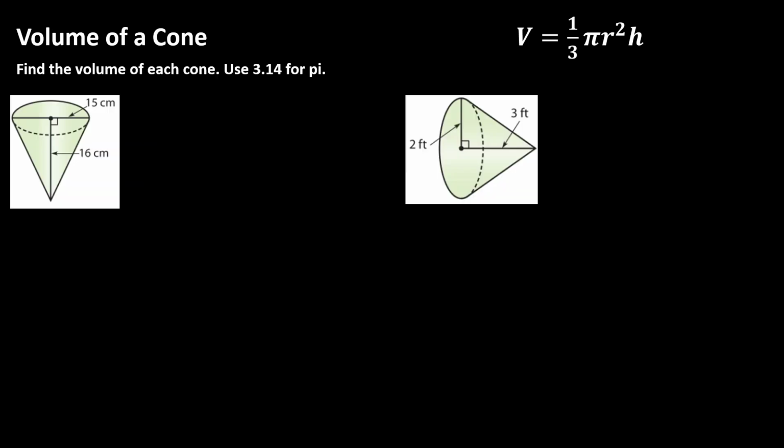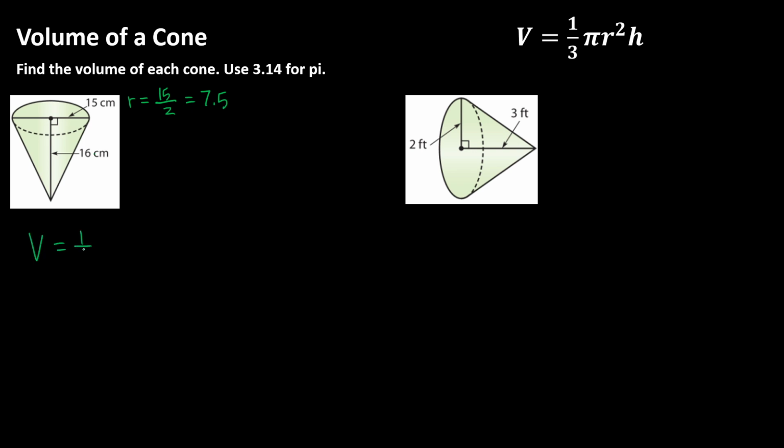So let's try out using this formula. Again, volume equals 1/3 times pi times the radius squared times height. And we are going to use 3.14 for pi, just as a reminder. So on the left, we have a cone with a height of 16 centimeters and a diameter of 15 centimeters. So since we're working with the diameter, let's quickly find the radius. The radius of this circle is half of the diameter, so 15 divided by 2, and that's going to be 7.5.